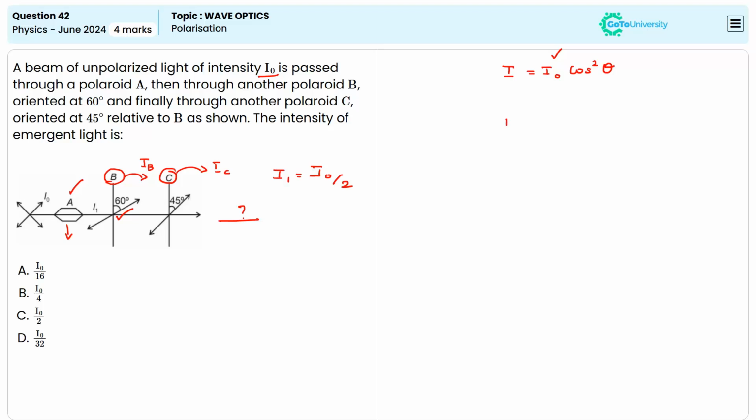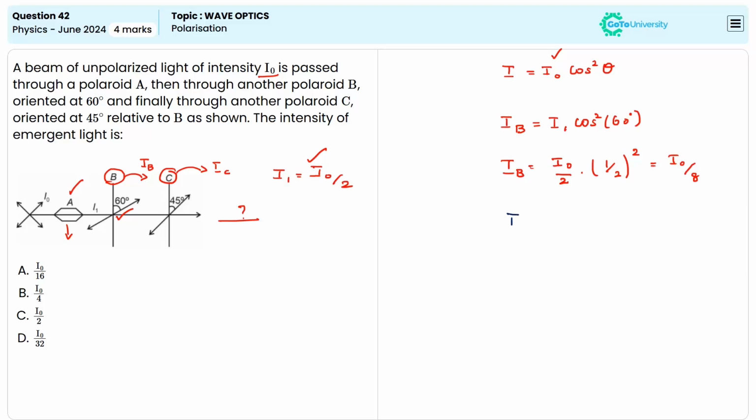So when we are calculating the intensity of the light coming out from Polaroid B, we can write IB equals I1 times cos square 60 degrees, where I1 we calculated as I naught over 2. So I naught over 2 times 1 over 2 whole squared gives I naught over 8. This is the intensity of the light coming from Polaroid B.